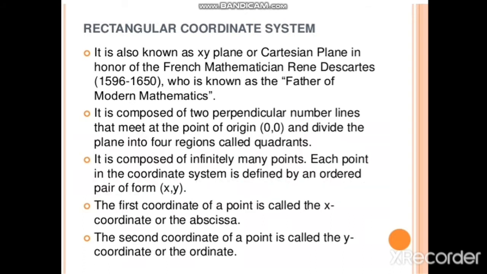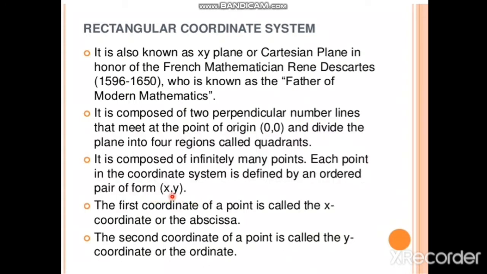It is composed of two mutually perpendicular lines. Mutually perpendicular means the angle between them is of 90 degree. The two lines meet at a point that is called origin and the coordinates of the origin are 0, 0 and the origin divides the plane into four regions that are called quadrants. The whole plane consists of infinite many points and each point is defined by an ordered pair that is x, y.